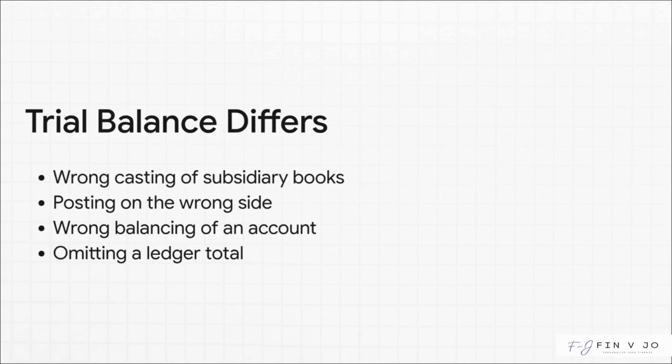But then we have the 1-sided errors. These are the ones that actually break your trial balance and force you to put your detective hat on. For instance, wrong casting, which is just a fancy word for totaling of a subsidiary book. If January's credit sales were, say, $175,700, but you wrongly total it as $176,700 and post that to the sales account, well, you just inflated your credits without touching your debits. Bam, the balance is broken.